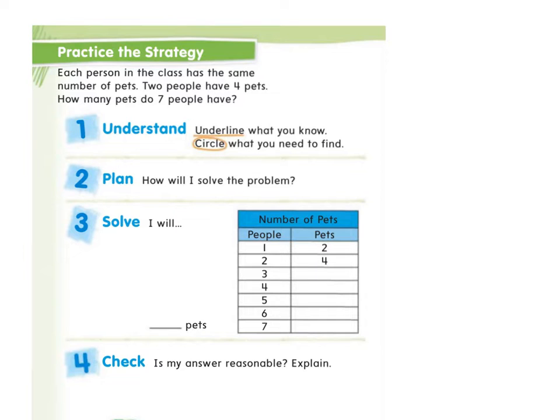So let's look. First thing we need to do in our problem, we've already talked about all these strategies. So we underline what we know and we circle what we need to find. So let's do that. So what do we know? We know each person in the class has the same number of pets. Okay. And 2 people have 4 pets. Okay. So how many pets does one person have? Let's just go ahead and put that information down. So if 2 people have 4 pets, how many does one person have? Well, it will be half that, right? If they have the same number. So one person is 2 pets.